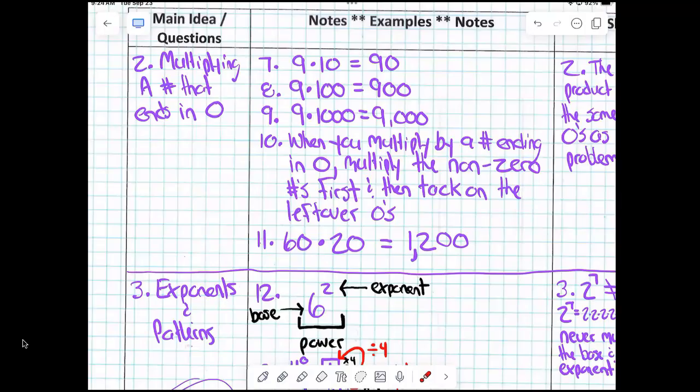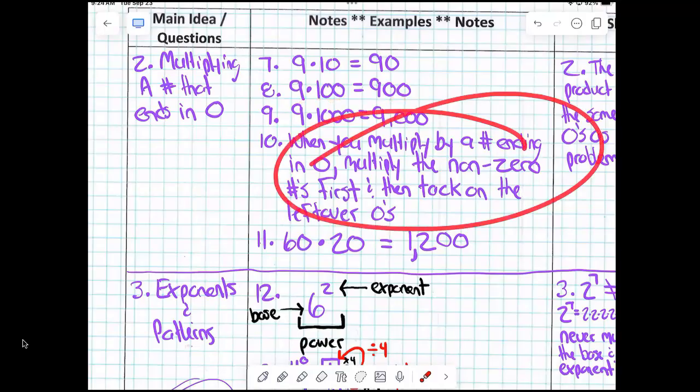What's 9 times 1? 9. But the question is really 9 times 10 here, right? So I can do 9 times 1 and get 9. What do I do with this leftover 0? Add it to the end, right? Again, I can do 9 times 1, and what do I do with these 2 leftover zeros?